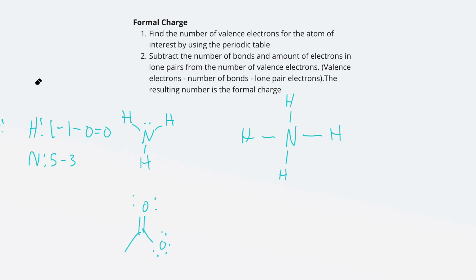We're counting how many electrons it has that are in lone pairs. So it's a total of 2 electrons in those lone pairs. So 5 minus 3 minus 2 equals 0. So the nitrogen also does not have any charge.